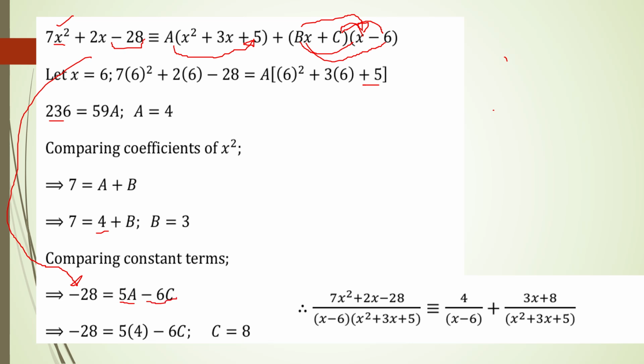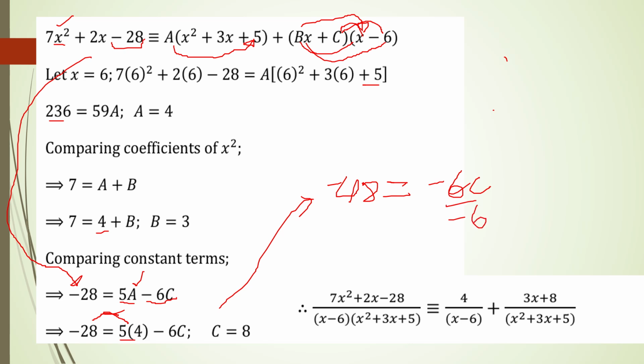Then after that, we have already got the value of a. We substitute for a, and then we make c the subject simply by taking 5 times 4, which is 20, and then we take it this side. So it's going to be negative 28 minus 20 to get you negative 48. So you're going to end up with negative 48 equal to negative 6c. So if you divide through by negative 6 this side, you're going to end up with your value of c equal to 8. I hope that is clear.